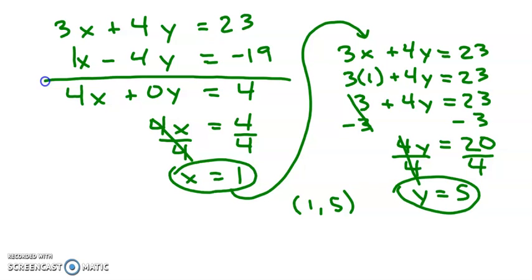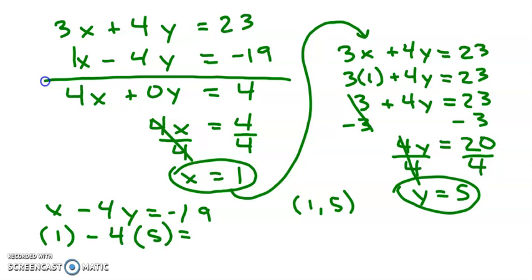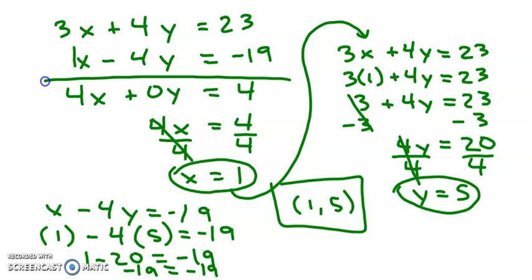But in order to double check my work, it helps for us to plug this into our second equation. So the x minus 4y equal to negative 19. We plug 1 in for x, 5 in for y. This gives us 1 minus 20, which indeed gives us negative 19 equal to negative 19. So there's our answer there.